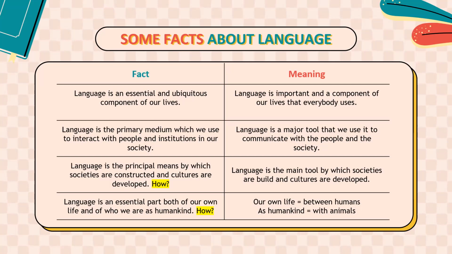Language is the principal means by which societies are constructed and cultures are developed. Okay, how does this come? When we say it is the principal means, I mean it is the most important tool for societies to be constructed. How is language the main tool to construct and develop cultures and societies? Okay, it is really easy. If you go to America, if you find a person, you call him an American person, right? Why do we call him an American? Because he speaks American language or maybe the American accent, right?